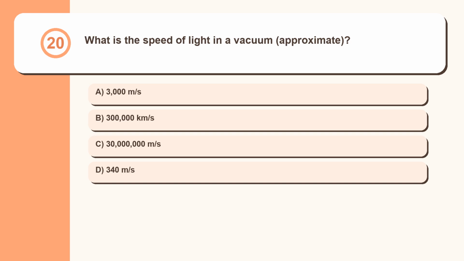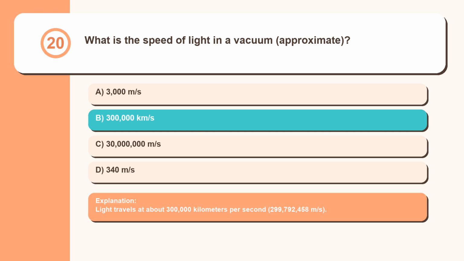Question 20. What is the speed of light in a vacuum? Approximately 3000 m/s, 300,000 kilometers per second, 30 million m/s, 340 m/s. Light travels at about 300,000 kilometers per second, 299,792,458 m/s.